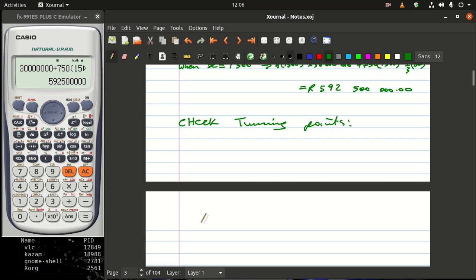So what you do to check the turning points, of course, is very easy here, because you have your function. I'm gonna use this orange here. I have my function p of x, which was equal to 30 million, we have 6 zeros, and then we had a plus here, and then we had 750 x squared, and then we had minus 1/3 x cubed.